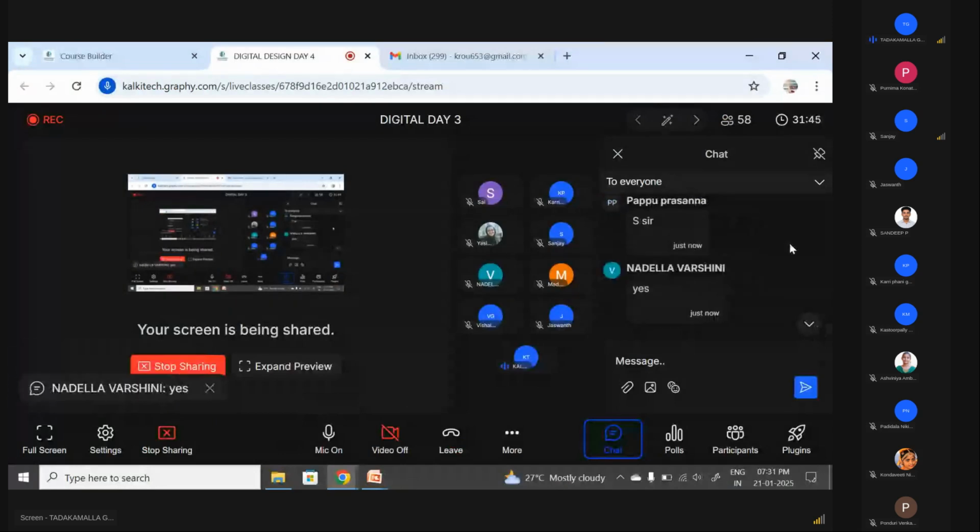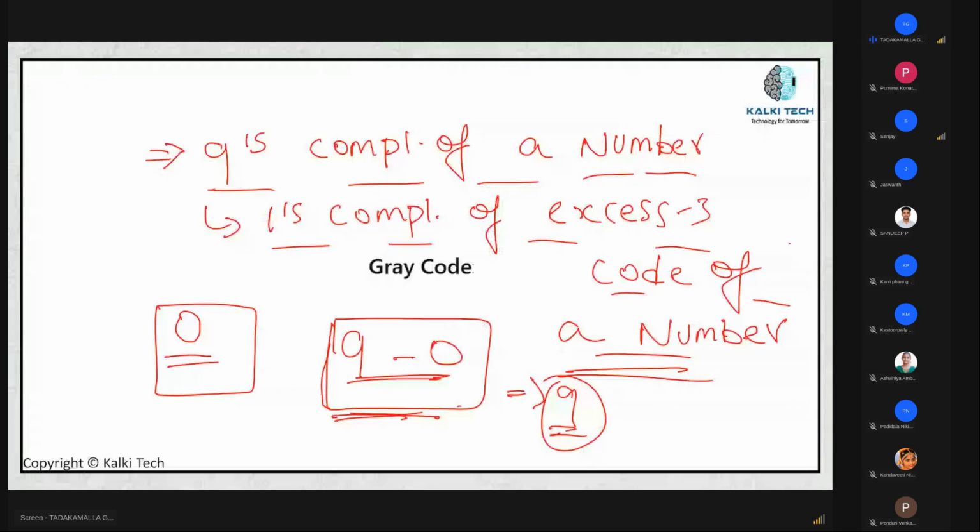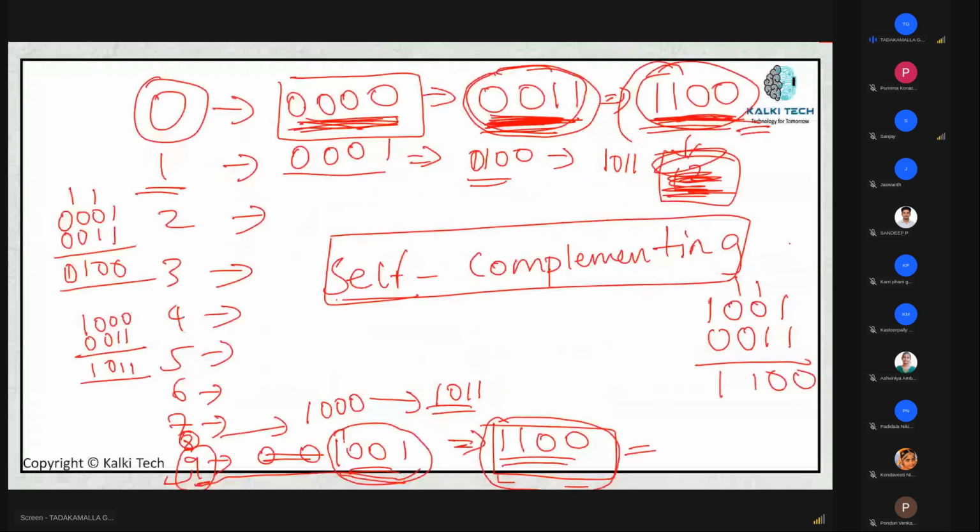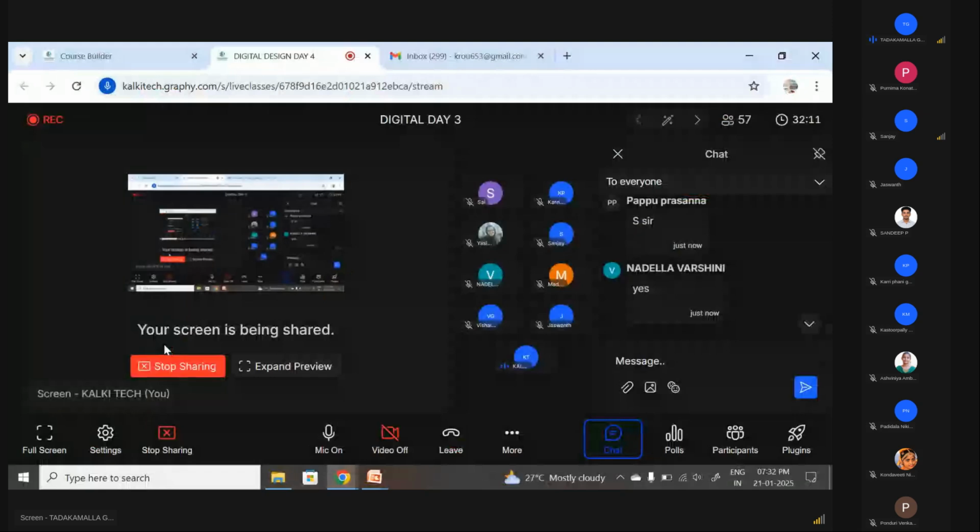So what is your assignment is, fill up this particular table. You find the XS3 code of 1, find the complement of that, find the XS3 code of 8. Okay. 0 and 9 are connected, 1 and 8, 2 and 7, 3 and 6, 4 and 5. So these are self-complementary codes. So is it clear for everyone? Is this particular concept clear?